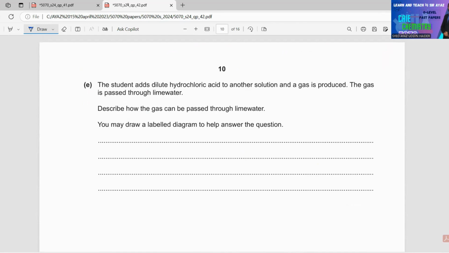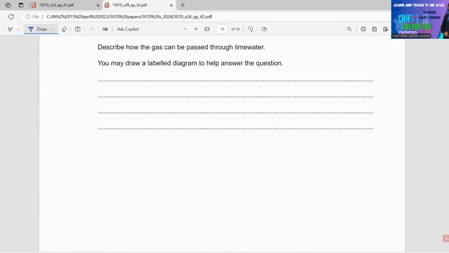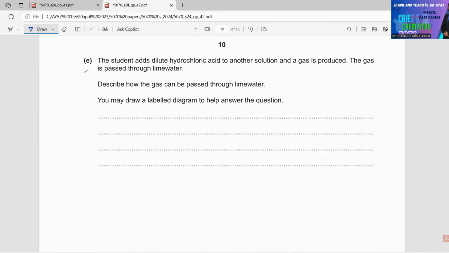Moving to the next part, which is part E. The student adds dilute hydrochloric acid to another solution and a gas is produced. The gas is passed through lime water. Describe how the gas can be passed through lime water. You may draw a labelled diagram to help answer the question. Now they gave you the space for this one and the total mark for this question is two.